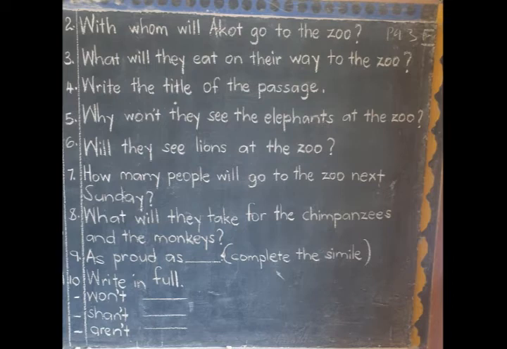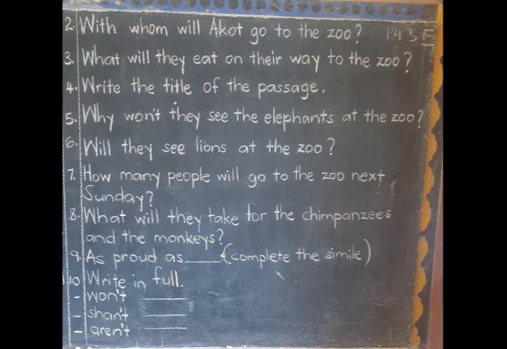So in the story, you have that second paragraph which begins, "On our way to the zoo, we shall eat some pancakes and drink soda." But the question says, what will they eat on their way to the zoo? The only idea we need there is eat some pancakes. So that idea to the words in the question, make a full sentence. What will they eat on their way to the zoo? They will eat some pancakes on their way to the zoo.